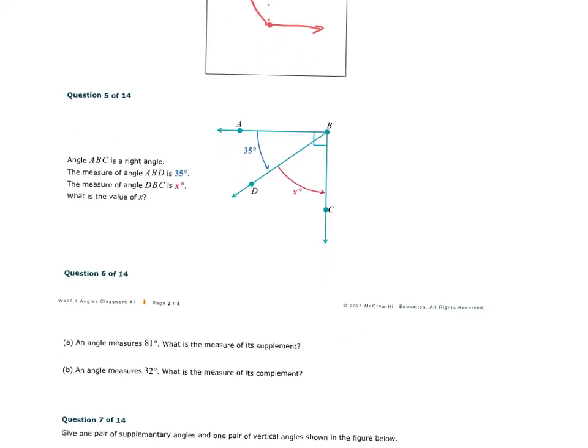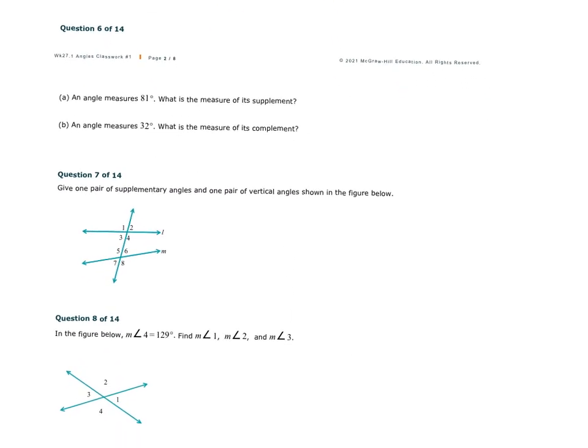Next, angle ABC is a right angle. Yeah, we can see that. There's that right angle. The measure of angle ABD is 35 degrees. And remember, a right angle is 90 degrees. So what's x? Well, if this is 35, and we want to do 35 plus x is 90, or I can do 90 minus 35, would give us a 55-degree angle. Okay. Always check to make sure your answer makes sense.